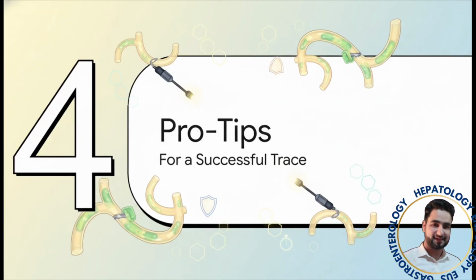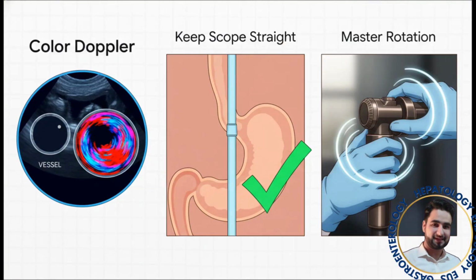Let's wrap this all up with Section 4, pro tips. These are those little adjustments, the techniques, that really separate a good trace from a great one and ensure you're consistent, safe, and efficient. So here are 3 things to always keep in mind. First, use your color Doppler. It's your best friend here. It's the fastest way to confirm you're looking at the bile duct, which has 0 flow and is not a vessel.